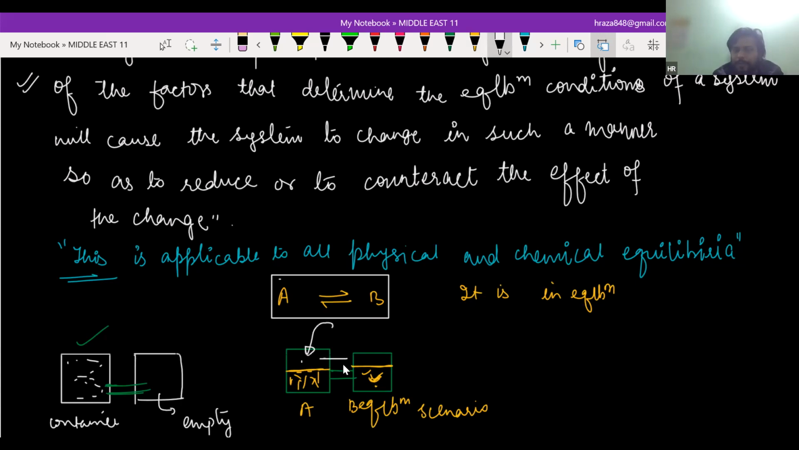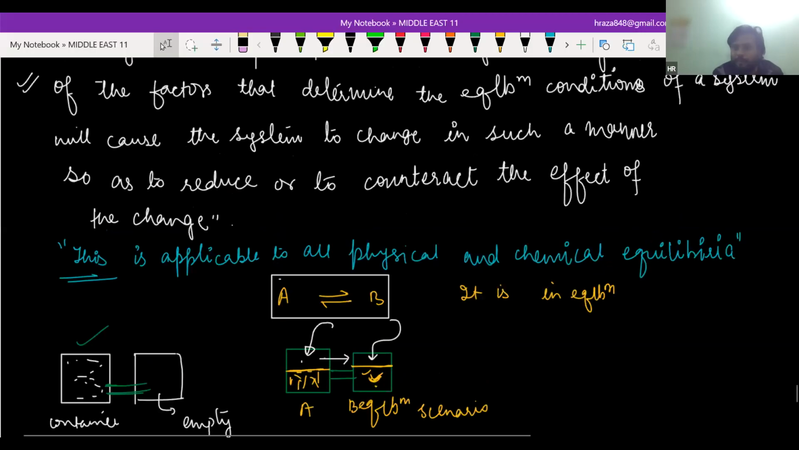It will move to the right direction. Yes, sir. Saif, very good. It will move to the right direction. That means they don't want to disturb the equilibrium. And if you put some water in the other one, what will happen? It will go to the left direction. Right, Saif? Yes, sir. So in the same way, equilibrium does not want to disturb itself.